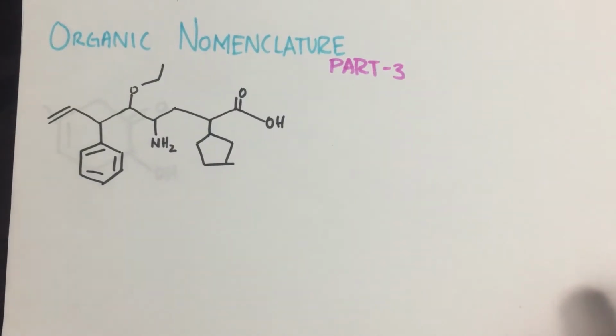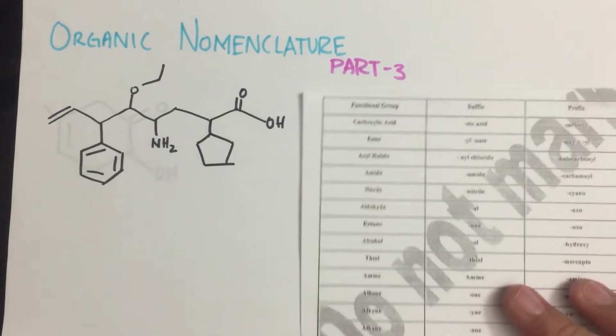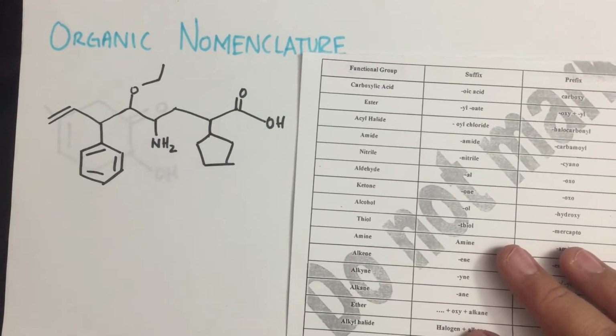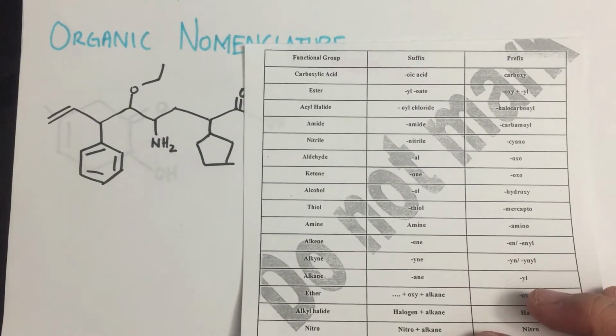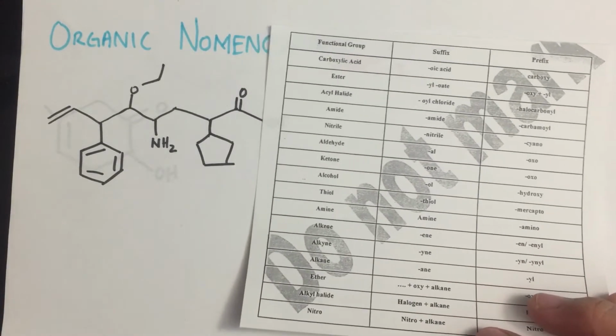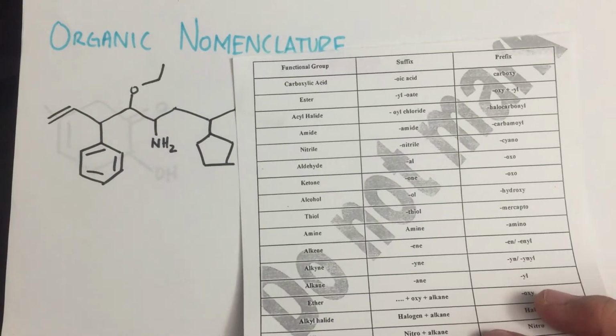Alrighty, good night. So welcome to Organic Nomenclature Part 3. In Part 3, we're going to be talking about a little bit more complex molecules, some including what we are going to need, a priority table. You are expected to know the functional groups by now, so we're going to be talking about them as if you were an expert on them.